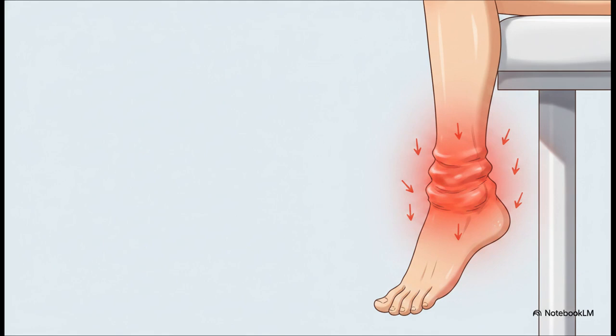All right, are we looking at A, protection, B, rest, C, hanging foot down from bed, D, compression, or E, ice therapy? And the correct answer here is C, hanging the foot down from the bed. You see, the initial management of acute soft tissue injuries relies heavily on the PRICE framework.